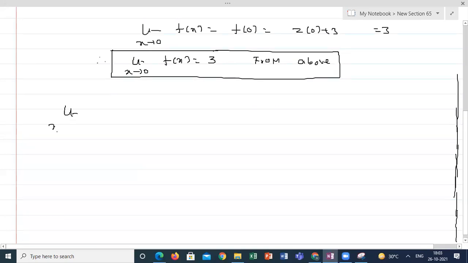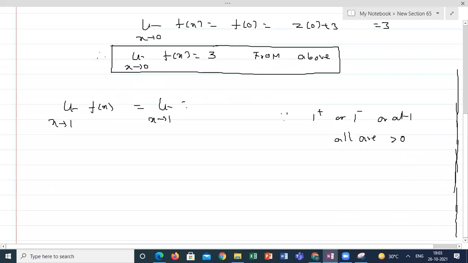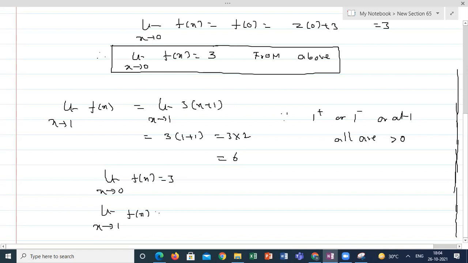So limit as x tends to 1 of f(x). Whether it is 1 plus, 1 minus or at 1, all are greater than 0. So the limit as x tends to 1 of f(x), where x is greater than 0, is 3 times x plus 1, which will be 3 into 1 plus 1, 3 into 2. The answer is 6. So the limit as x tends to 0 of f(x) is equal to 3, and the limit as x tends to 1 of f(x) is equal to 6.